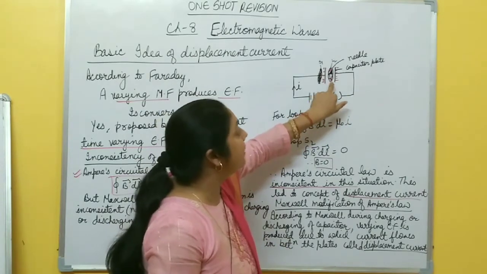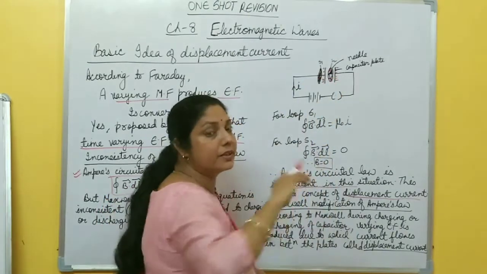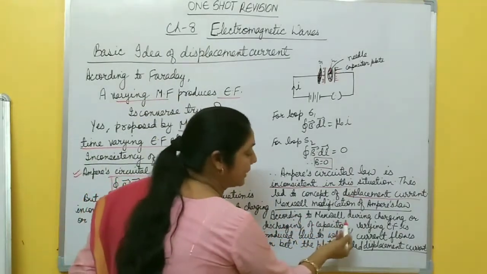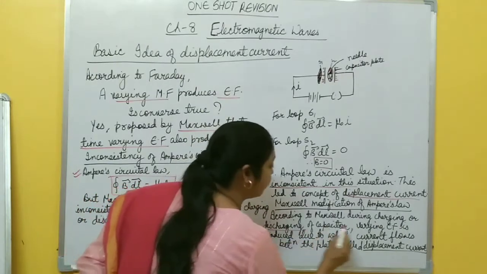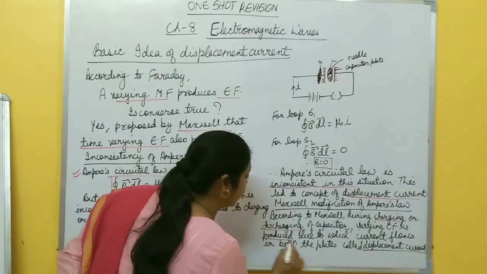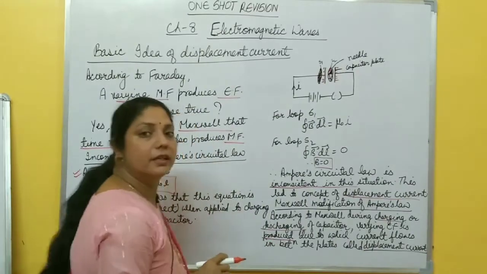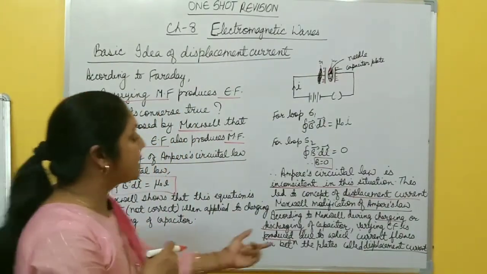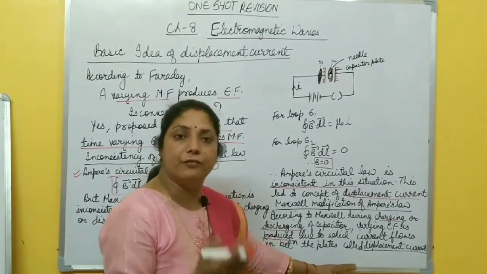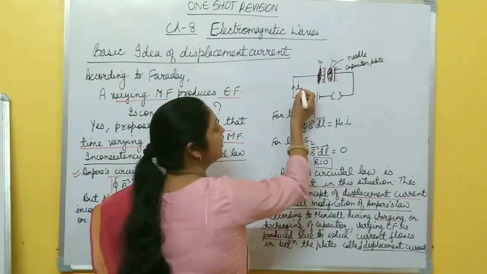It means the current which is produced in between these plates due to this varying electric field is called displacement current, right? So I have written here, according to Maxwell, during charging or discharging of capacitor, varying electric field is produced due to which current flows in between these plates, and that current is called displacement current. So displacement current is produced due to a varying electric field or electric flux. Here this current is called conduction current, which flows in the circuit or through the wire, right?